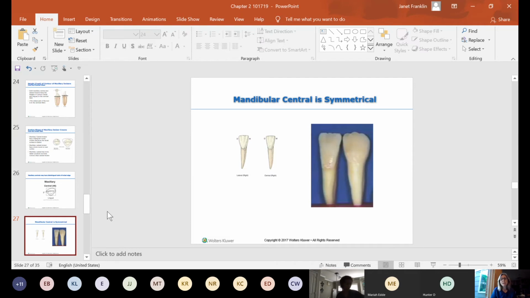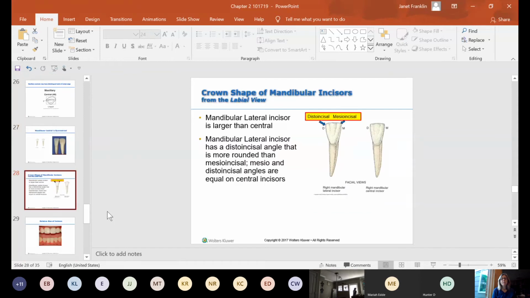So if you look at those pictures, you can see that the mandibular central incisor is pretty symmetrical compared to the lateral. The mandibular lateral incisor is larger than the central. So unlike your maxillary incisors, where your central is much bigger than your lateral, the lateral is bigger than the central. And that's usually one of the ways you can start to tell when a patient has had an incisor removed because of orthodontic treatment.